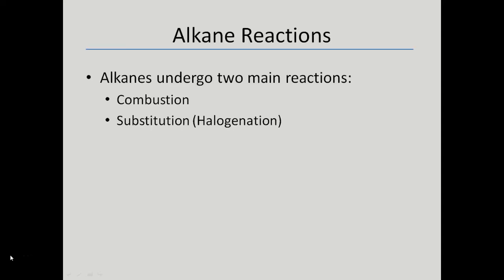So what we're going to do is look at some of the reactions that our alkanes, alkenes, and alkynes can undergo. Alkanes can undergo basically two reaction types, or two that we will look at at least. The first is combustion, and the second is substitution.